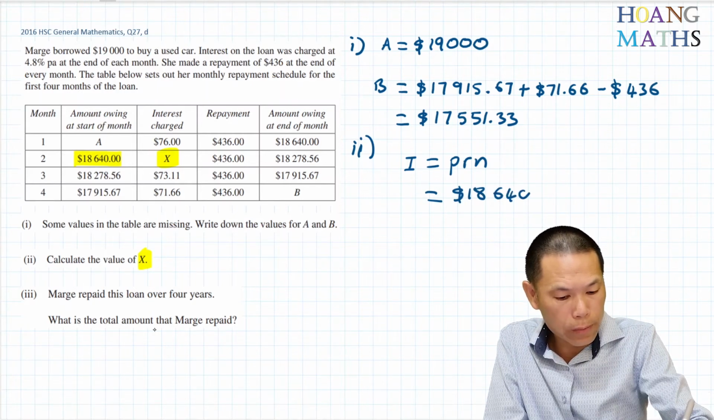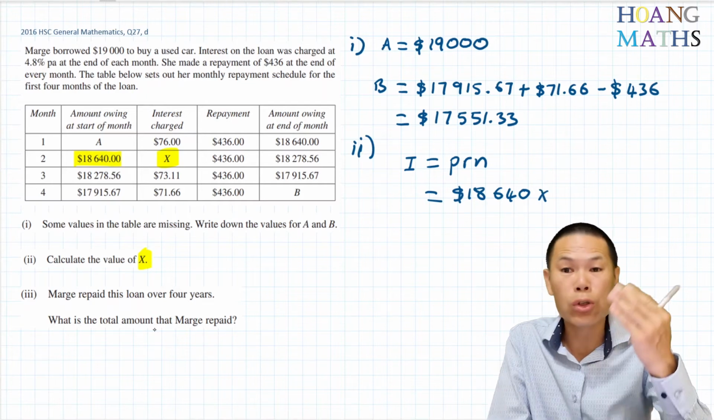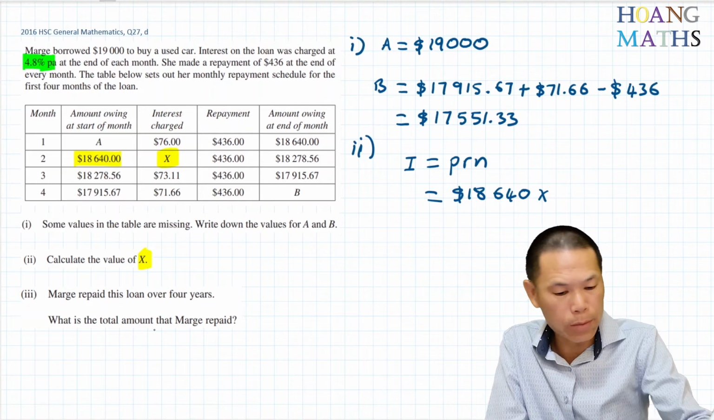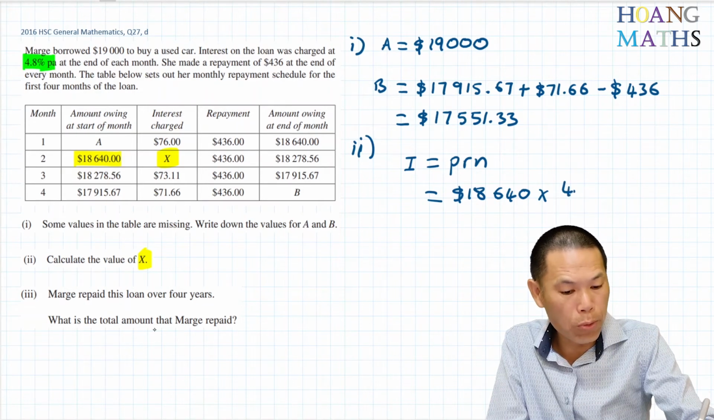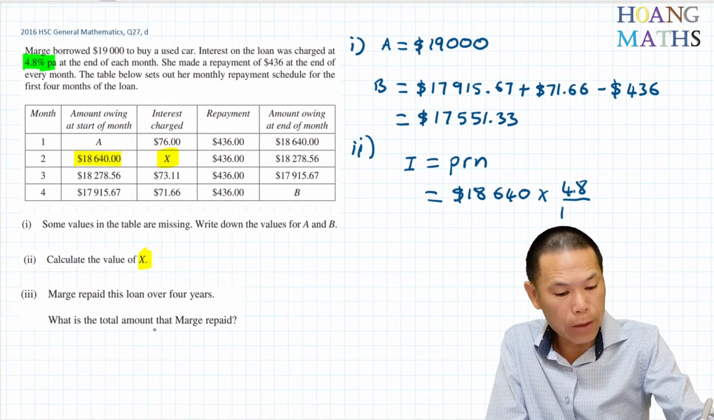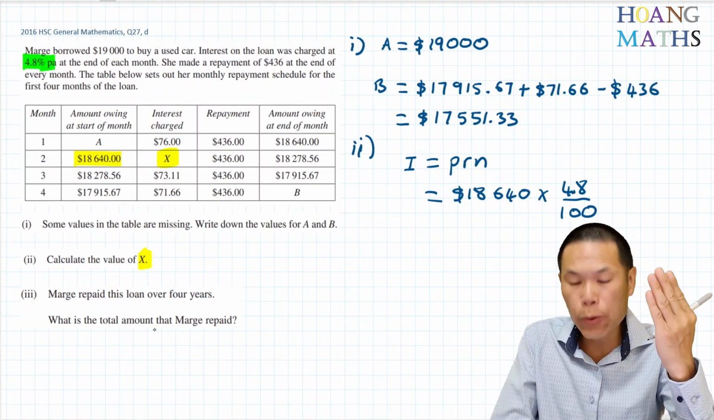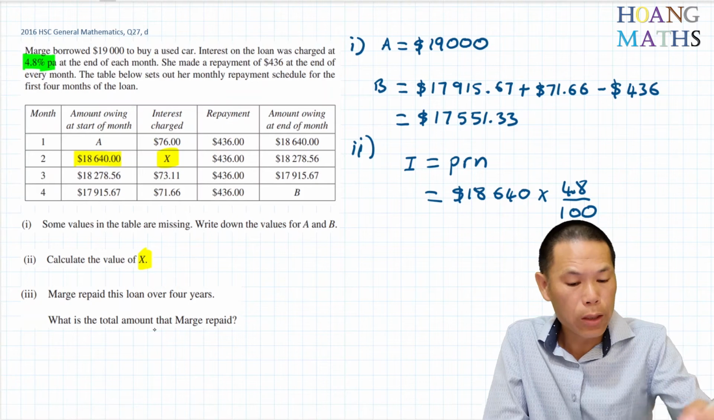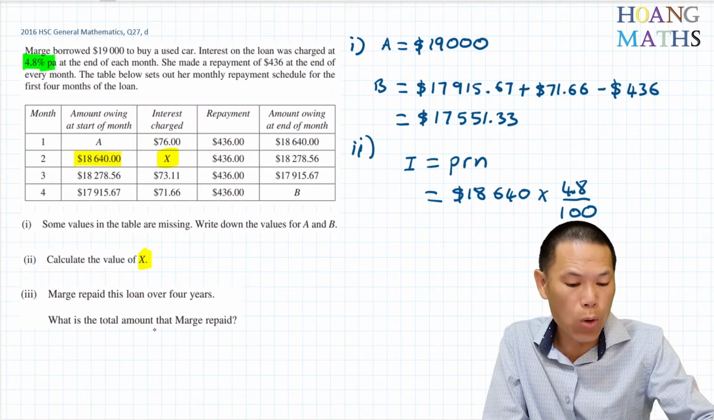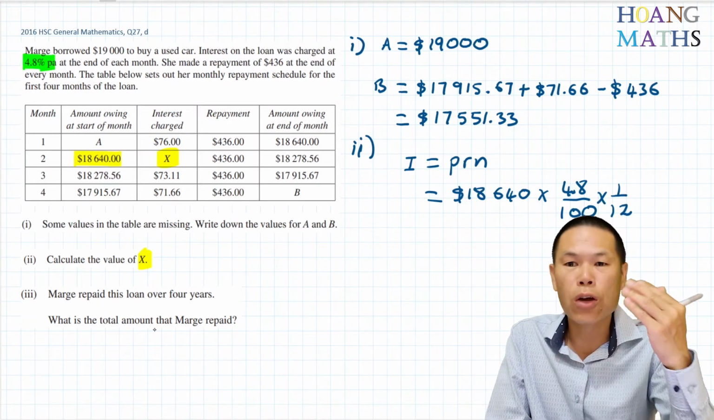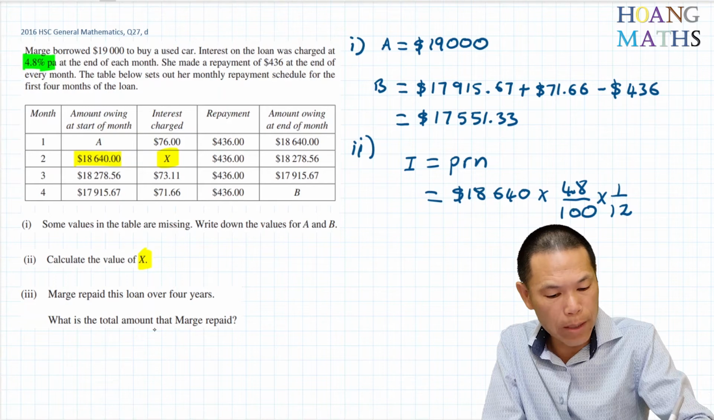$18,640. And we times by the interest rate. And the interest rate is 4.8% per annum. That is per year. So 4.8% means per 100. And that is the interest for 1 year. And we need to work out the interest for 1 month. So we can either divide this by 12 because 12 months in a year, or we can just times by 1/12. So we just convert months into years. That's why we divide by 12.